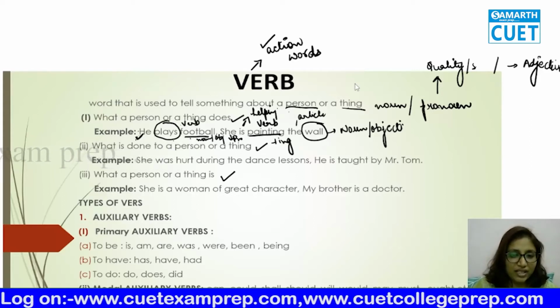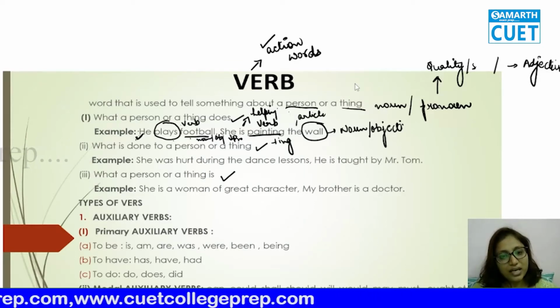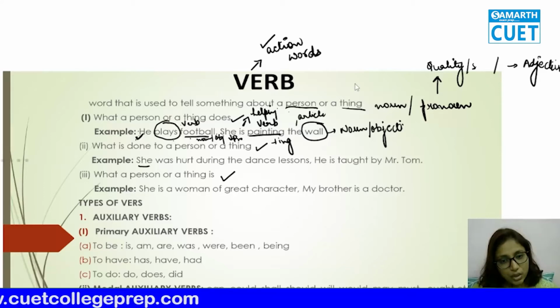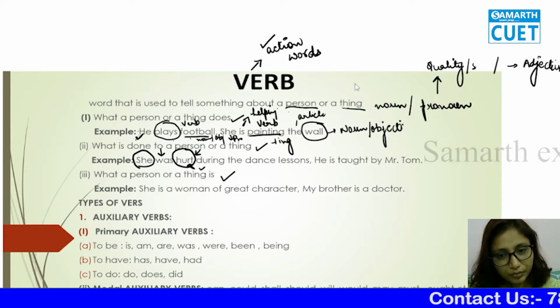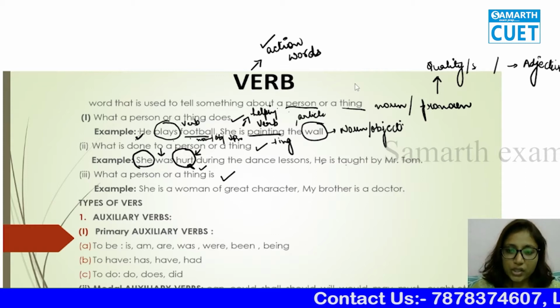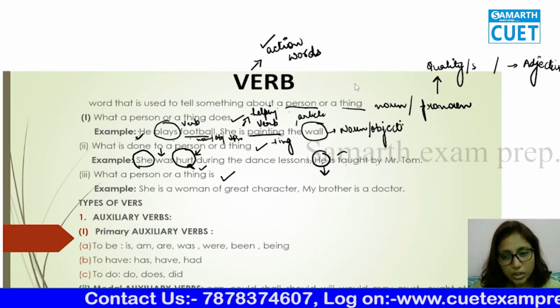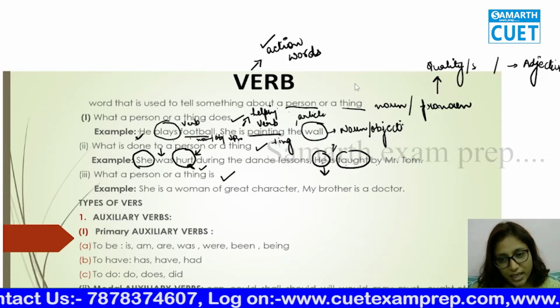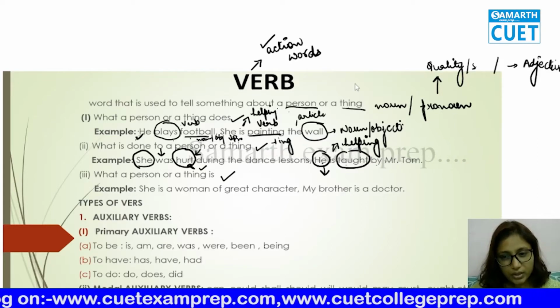Okay. What is done to a person? यानी इंसान के साथ क्या हो रहा है? Now she was hurt during the dance lessons. So what happened to her? She got hurt or she was hurt. Okay, so was is here helping verb again, and hurt is ordinary verb. Okay, he is taught by Mr. Tom. So what is happening to him? He is taught. So is again is helping verb. Okay, are you able to get it?